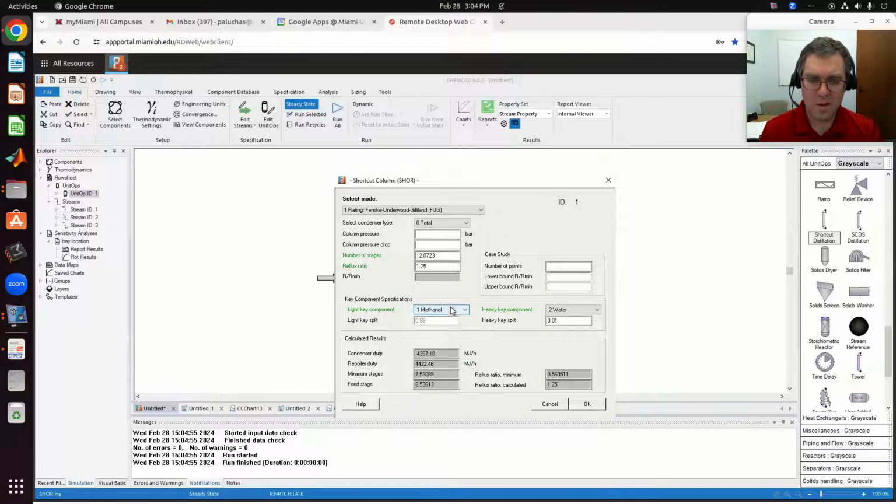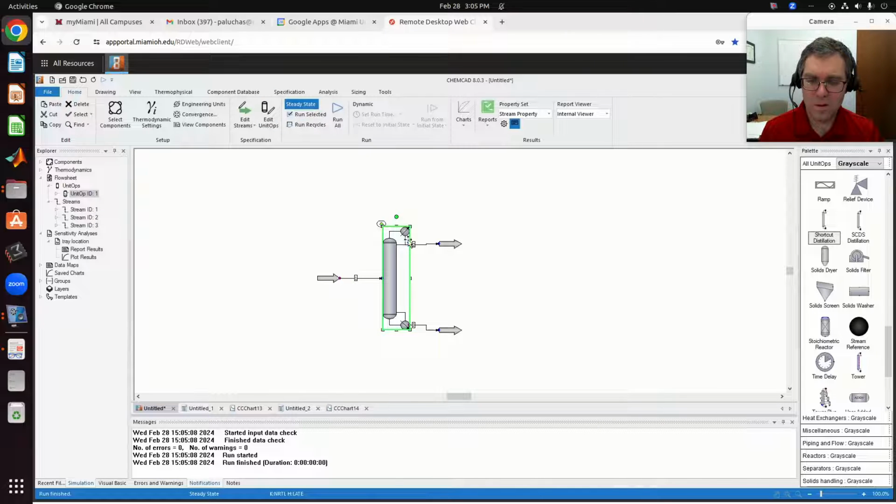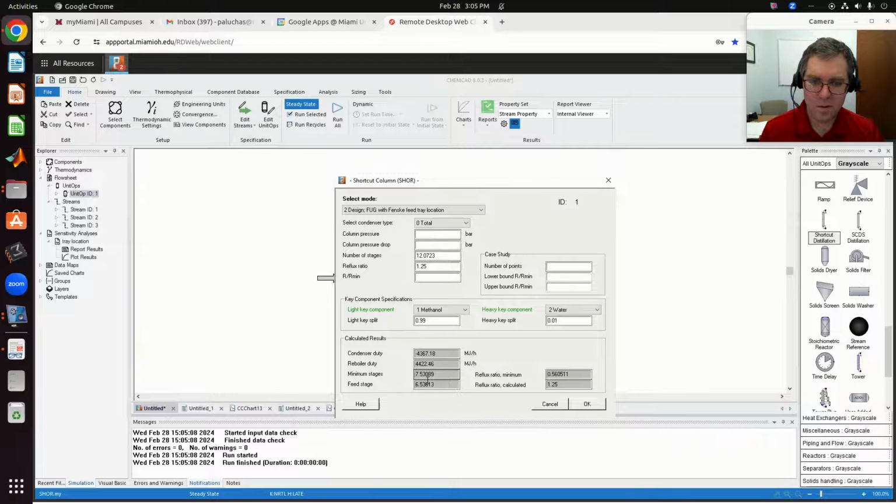then it actually gives me an estimate of the optimal feed location as well, which is the 6.536, because I didn't get that here. So if I go back to this one, all right, take it back. With my design, it gives you the optimal feed stage along with the number of stages for that reflux ratio and that split.